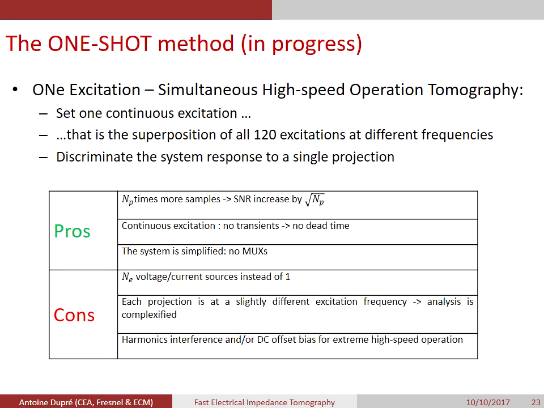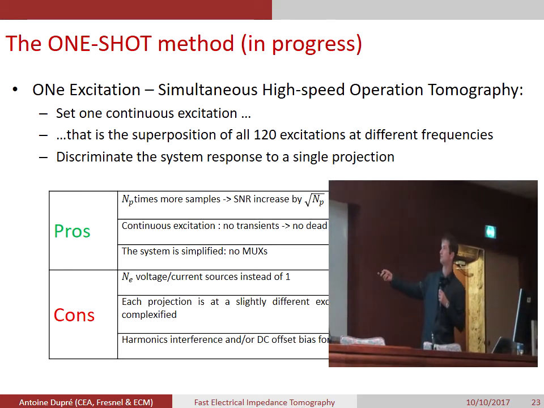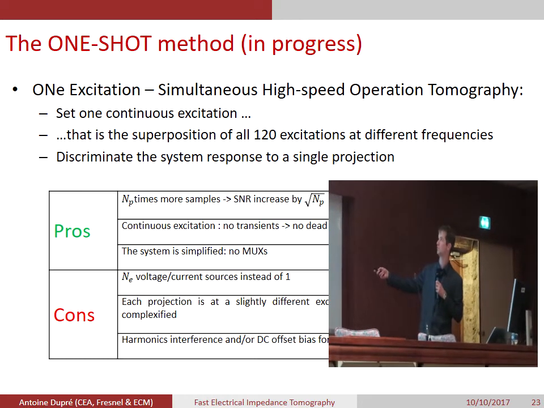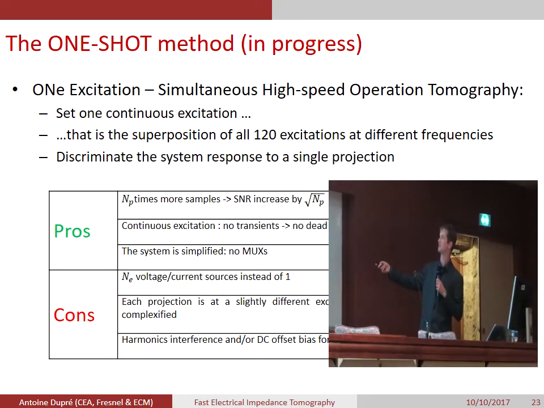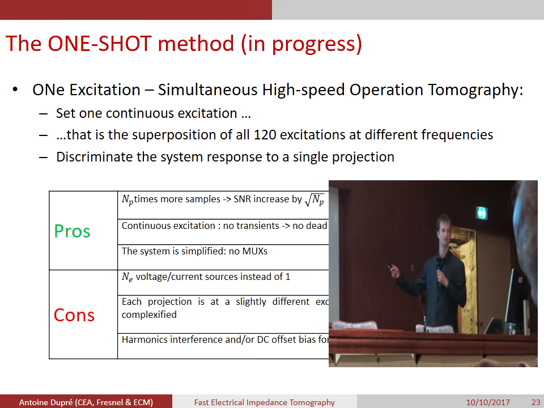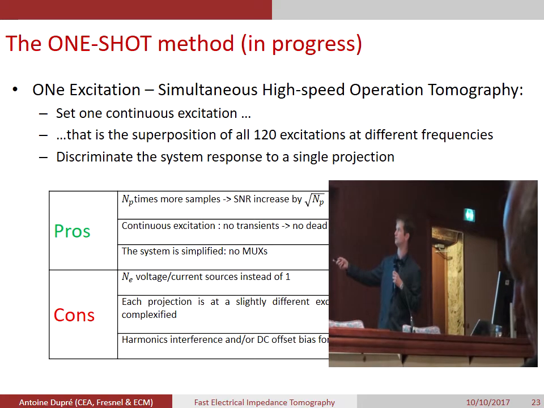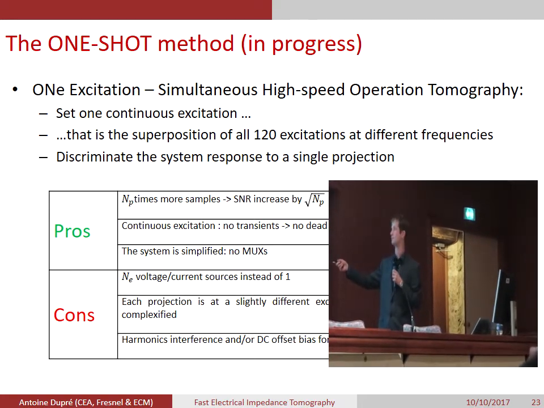And I'd just like to have a quick word about a work in progress. So it's a new idea that would be applicable to a slightly different system. So the idea would be to change, instead of using successive excitations with the different projections, to replace it with a single excitation, which will be the superposition of all excitations taken at different frequencies. So there are some ideas that still need to be thought about, but the main benefits of this method would be to increase the signal-to-noise ratio because we would have more samples available.